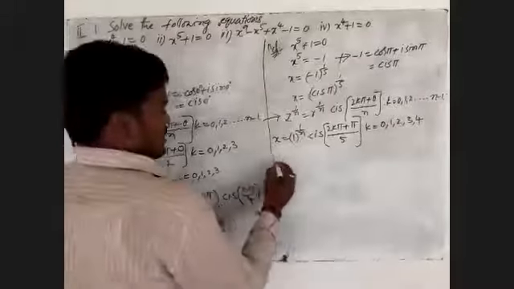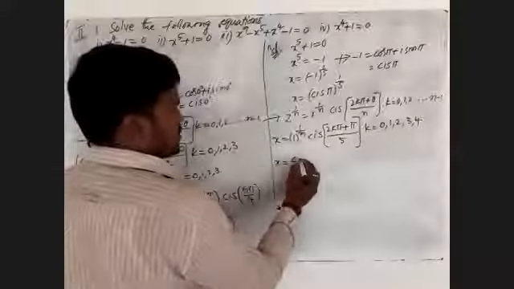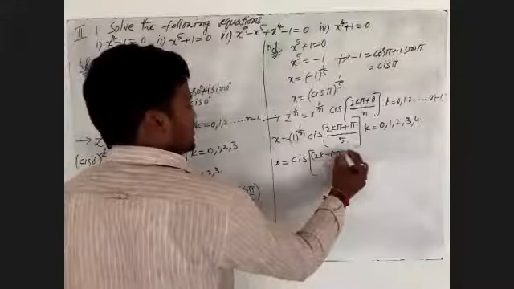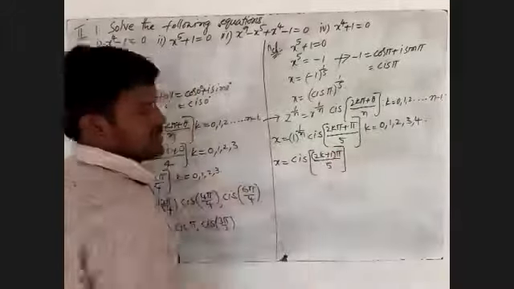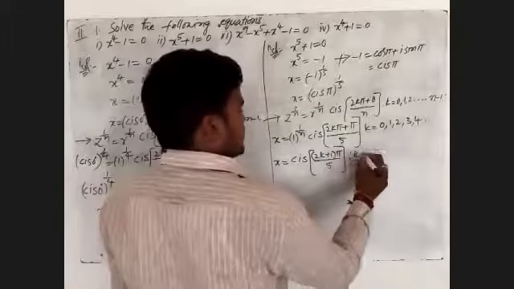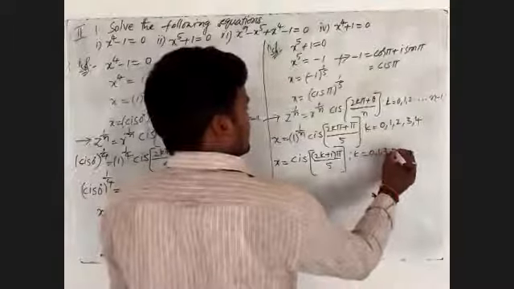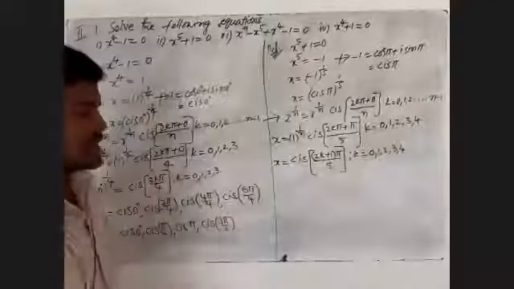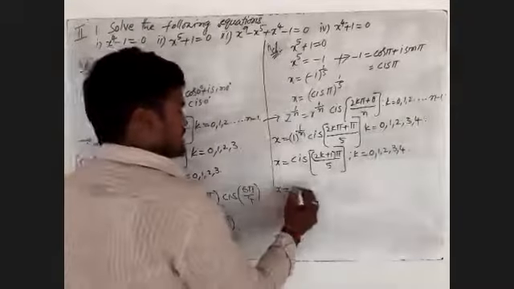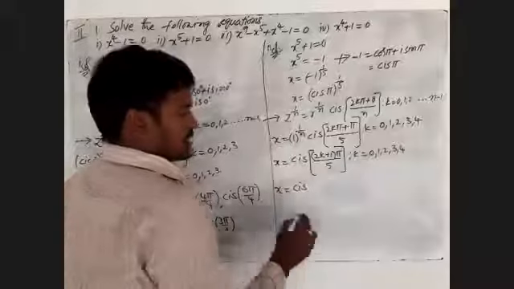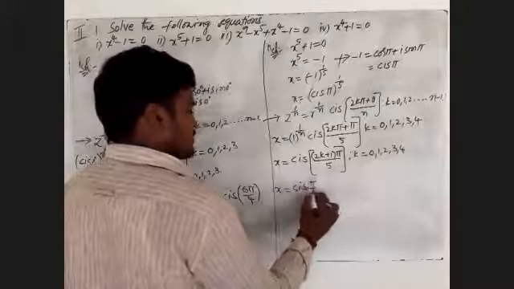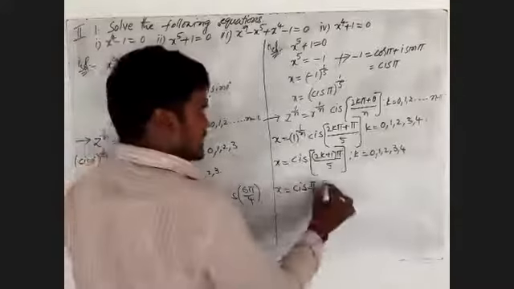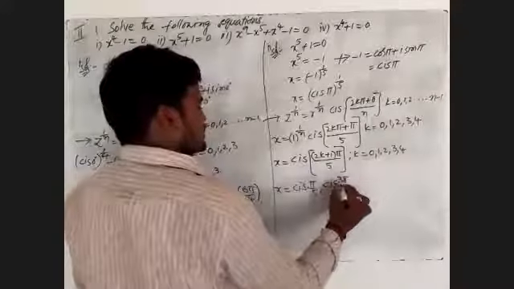Now I have to expand this. Remaining, we write cis of (2k plus 1) pi by 5, where k is equal to 0, 1, 2, 3, 4. First we take k equal to 0: x is equal to cis of 0 into any value is 0, remaining pi by 5. Then k equal to 1: 2 ones are 2, 2 plus 1 is 3, so cis of 3 pi by 5.